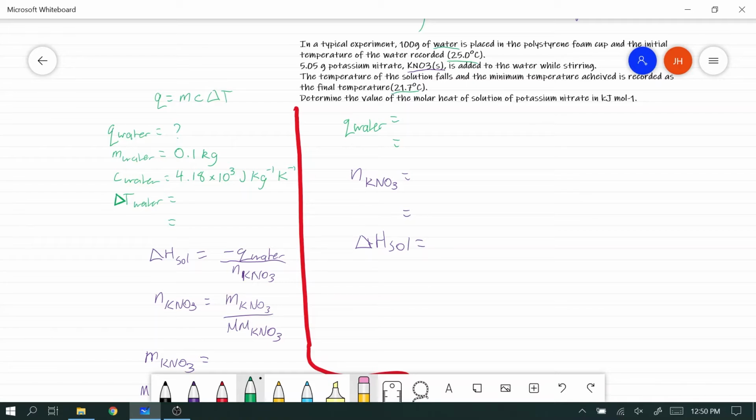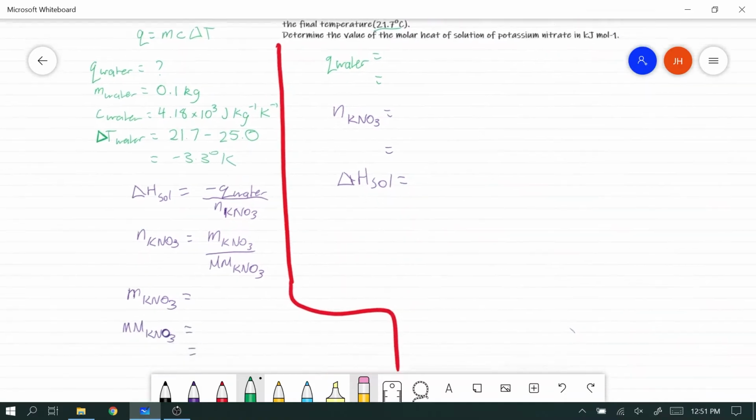So to find the temperature change in water, which should be negative, we need to take our final measurement and subtract our initial measurement. And that should be negative 3.3 degrees. And again, we could write that as negative 3.3 degrees Celsius or Kelvin. Because we're working with Kelvin, I'm going to write Kelvin.